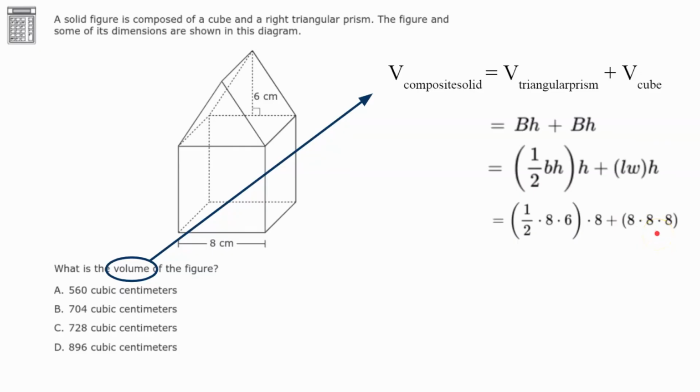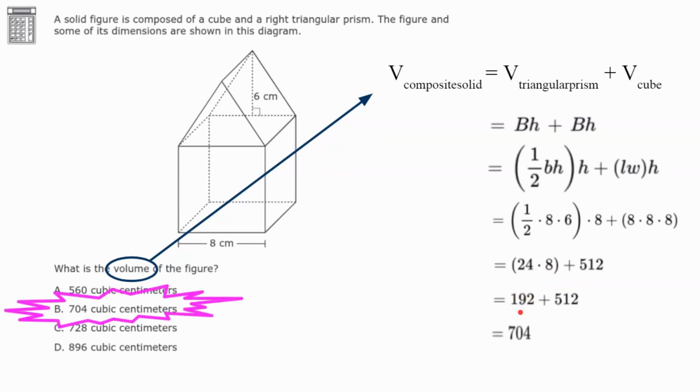So now I just need to multiply and add. 1/2 of 8 is 4. 4 times 6 is 24. And I still need to multiply by that height of 8. 8 times 8 times 8 is 512. 24 times 8 is 192. Add the 512, and we get 704 cubic centimeters.